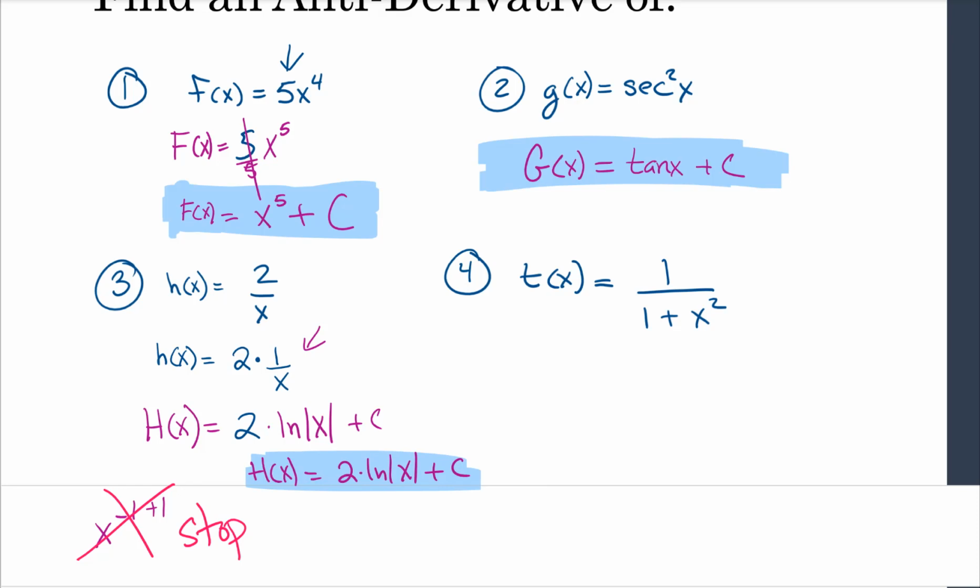And now we get to number 4. Again, this one's relatively straightforward as long as you recognize it. My big T of x. You're like, what has a derivative of 1 over 1 plus x squared? And again, we got that word tan, but this is tangent inverse of x. And don't forget your plus c. Antiderivatives, dude. That's what we do. Cool.